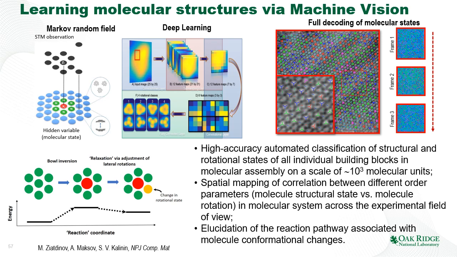So the combination, the workflow based on this Markov random field and the deep learning, allows us to fully decode the molecular states on this image and essentially classify them as up and down and how they're rotated. And then it turns out that we can data mine this information. For example, we can find the correlations in this data set and find out the correlations are actually pretty weak. Secondly, we can try to analyze the inversion process, so we can get some insight into the process of inversion from the up and down state. And again, you can read more about it in this publication.